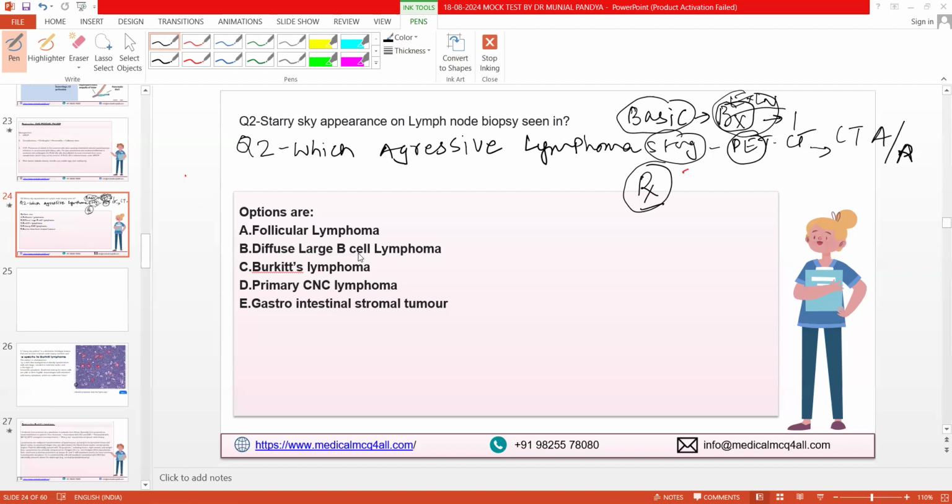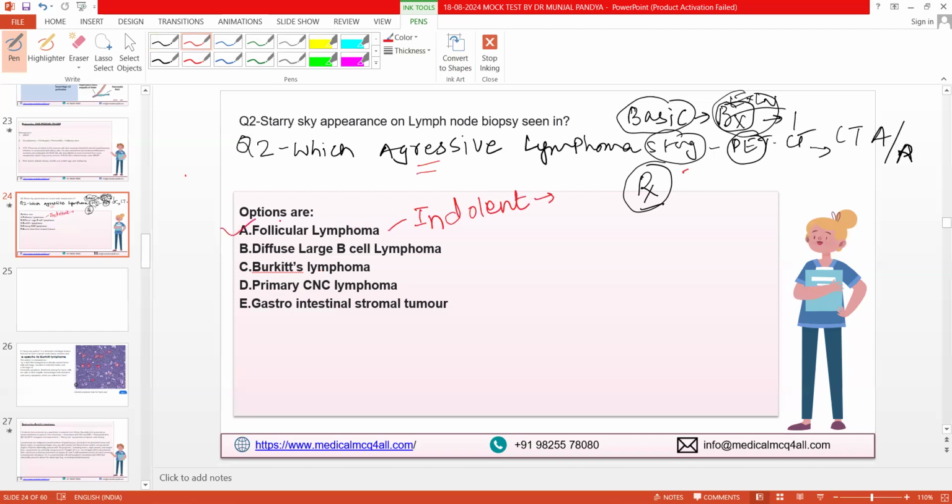So again, Burkitt's lymphoma. Burkitt's lymphoma is one of the most aggressive lymphomas in our body. Right? So, this is indolent lymphoma. Consider every sentence of mine as one question. If the question changes, which of the following is the most indolent lymphoma? Indolent lymphoma means slow-growing lymphoma.